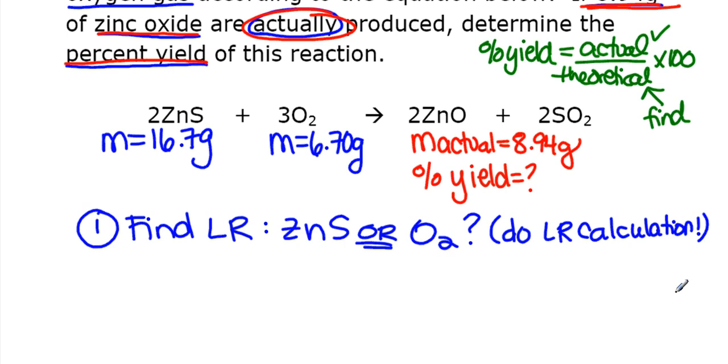But we didn't have to do that in the previous question. Once you know which one your limiting reactant is, then you can go ahead and use that to find out my theoretical yield. Even though it's not explicitly said here, we need our theoretical yield. That's missing.